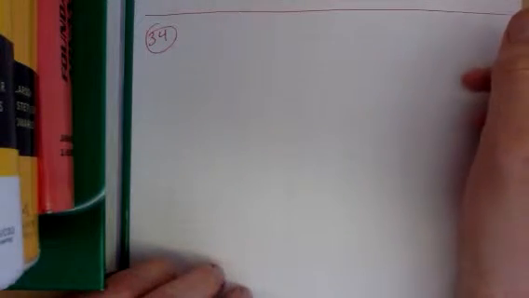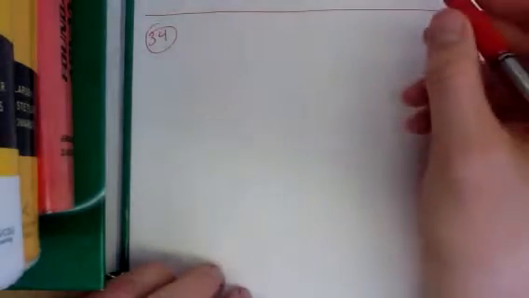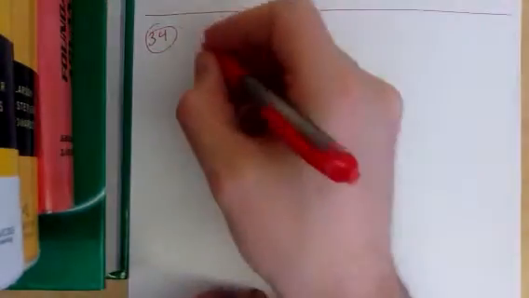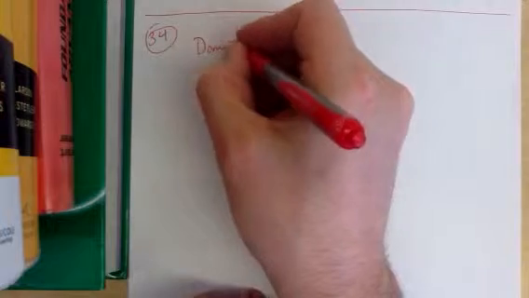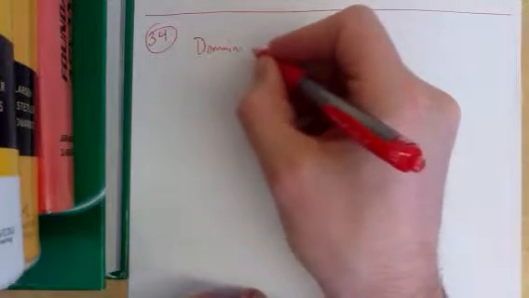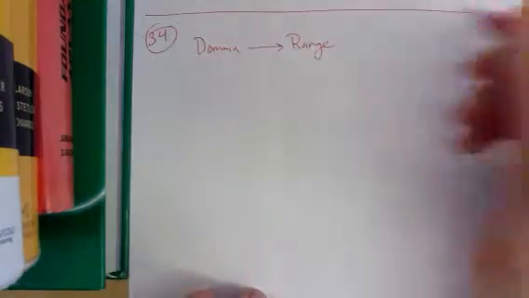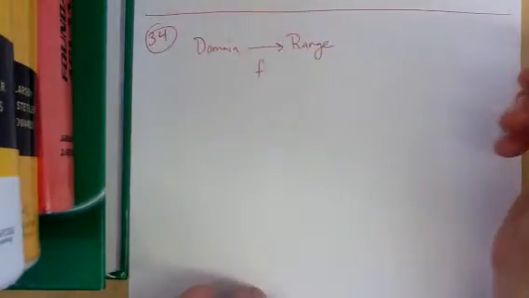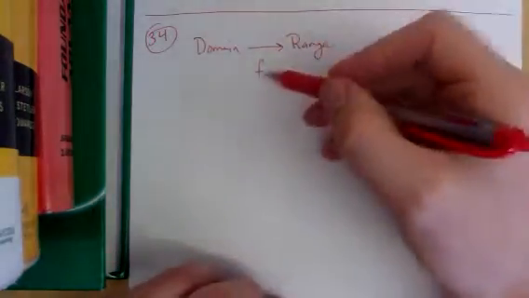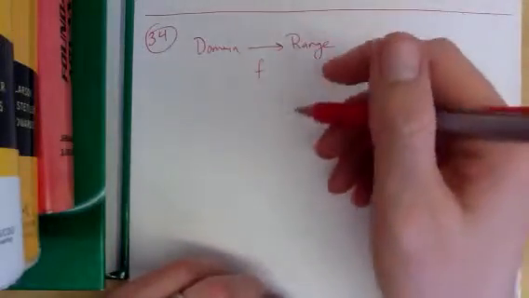This is the answer to problem 34 from the Math Level 1 practice exam. Which number is in the domain of f of x? So the domain is the set of inputs. The range is defined as the set of outputs based upon a function f and the domain of f.